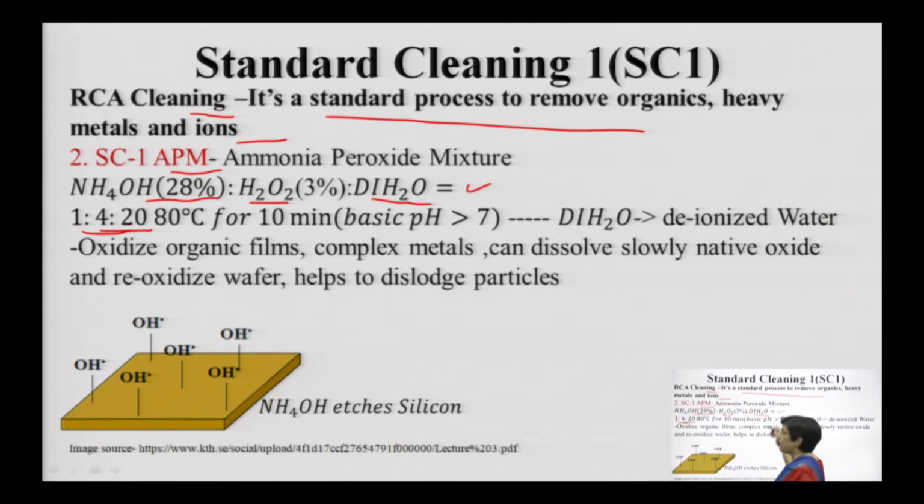So, it is dissolved and diluted in water, and this water is deionized water or RO water. Now, at an elevated temperature of 80 degrees centigrade, we carry out the process for 10 minutes, always less than 10 minutes precisely. This process will oxidize the organic films and complex metals, and can slowly dissolve the native oxide. Not only that, it can reoxidize the wafer and helps to dislodge the particles. This is the important phase. Now, how does that happen? See, all the OH atoms will automatically get placed, react with the contaminants and drive them away.